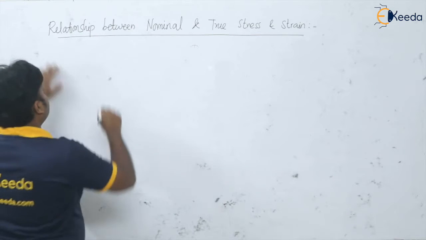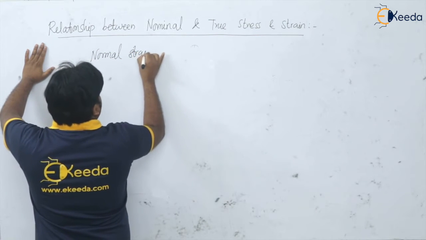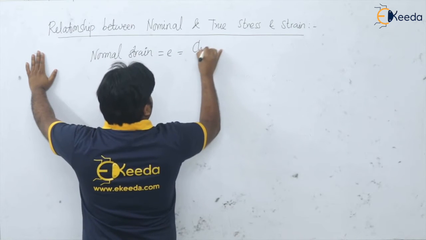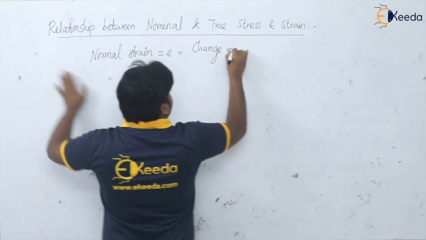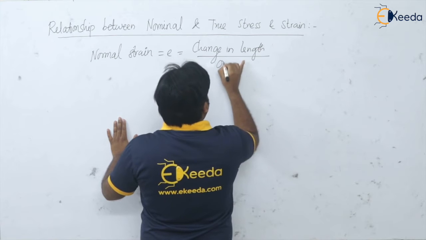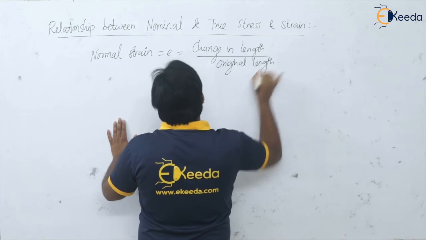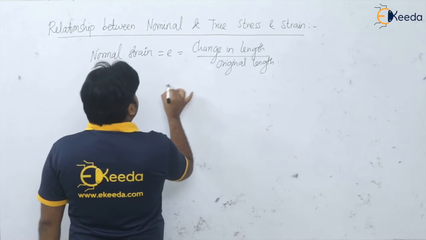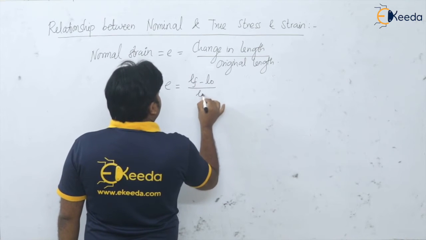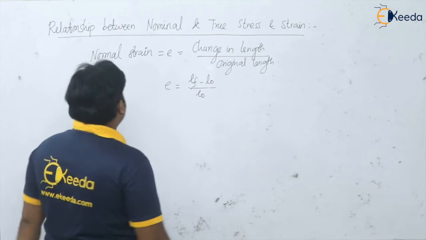So dear students, we know that the normal strain is nothing but small e is equal to change in length divided by original length, and it is equal to L final minus L original divided by L original, where LF is the final length of the specimen and LO is the original length of the specimen.